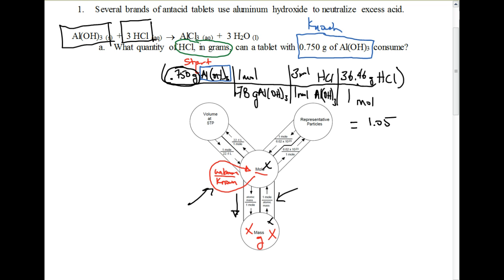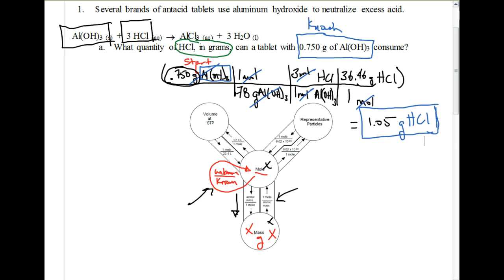Now I'm going to go through and double check that everything is set up right by canceling units. Grams of aluminum hydroxide cancels with grams of aluminum hydroxide. Moles of aluminum hydroxide cancels with moles. Moles of HCl cancels with moles of HCl. So I'm left with an answer of grams of HCl, and that's our answer here.